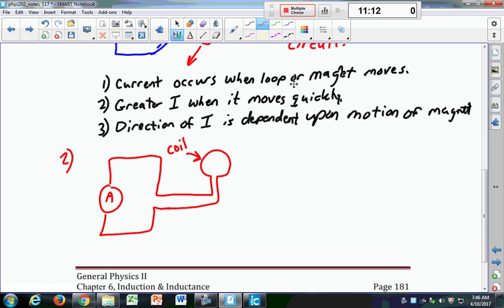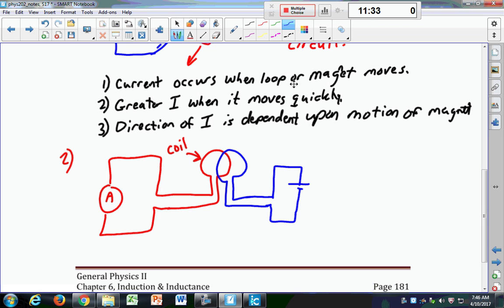And then he had next to it another coil of wire. So these aren't touching, but I'm going to draw them close together because that's the way he did it. So he had two coils of wire that were sort of parallel to one another and not touching. And this was attached to a power supply.